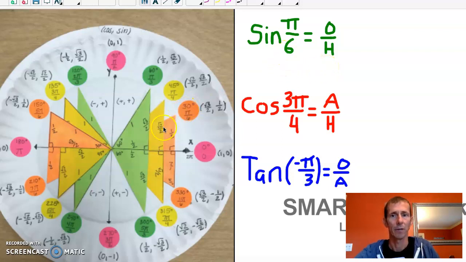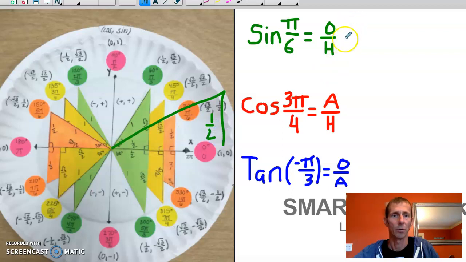So for pi over 6, there it is. It's an orange tab, a little orange triangle. Your triangle is a different color, but you should be able to find pi over 6. And the opposite side on pi over 6, the triangle would be right there. I can draw over top of it in green. It would be like this. And the opposite side is right here. It's 1/2.